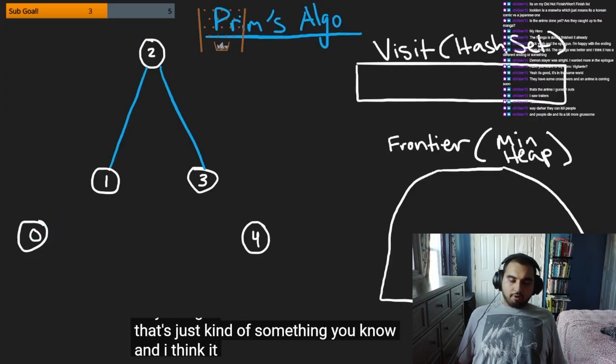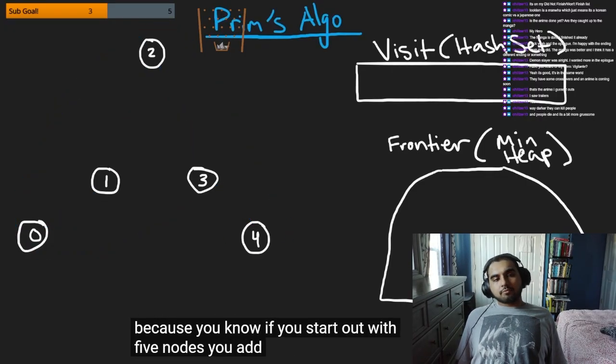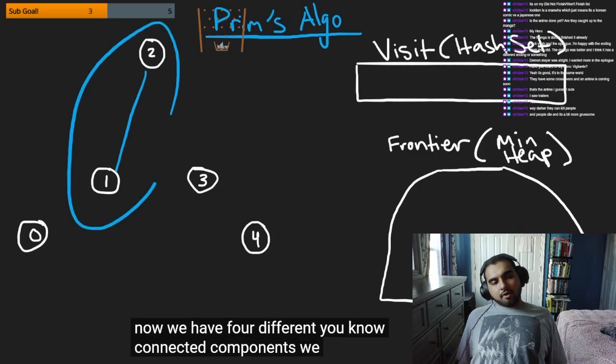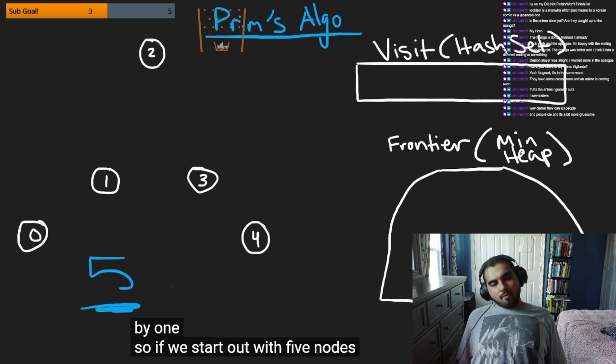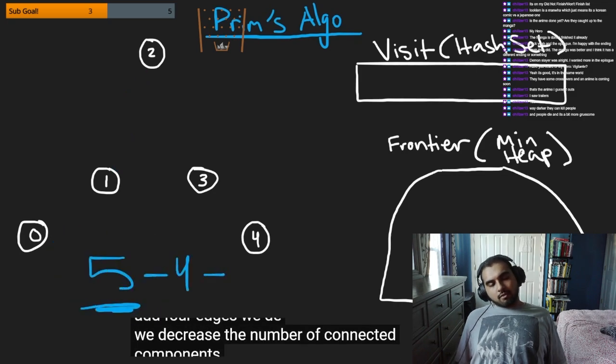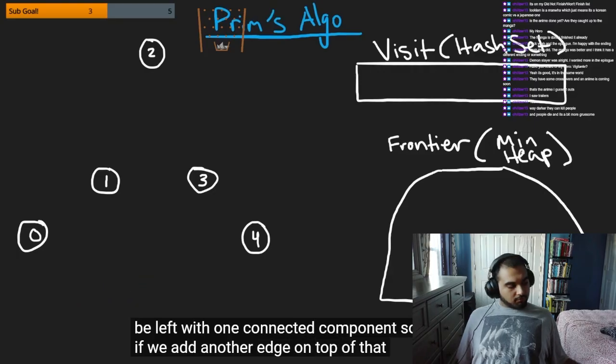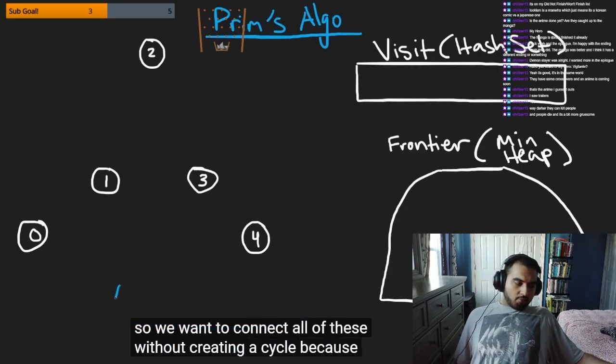I think it intuitively makes sense because, if you start out with 5 nodes and add 1 edge, now we have 4 different connected components. We have one here, and then a couple here. Every time you add an edge, you're decreasing the total number of connected components by 1. So if we start out with 5 nodes, we add 4 edges, we decrease the number of connected components by 4, then we're left with 1 connected component. If we add another edge on top of that, we're going to get a cycle. So we want to connect all of these without creating a cycle because that's what a minimum spanning tree is.